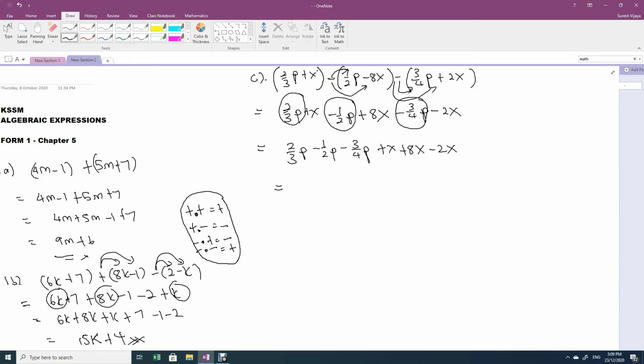What will you get? So you get minus 7 over 12p plus 9x minus 2x becomes 7x. So this is the answer. Question D.